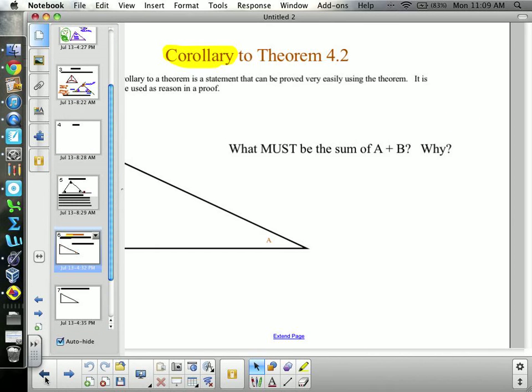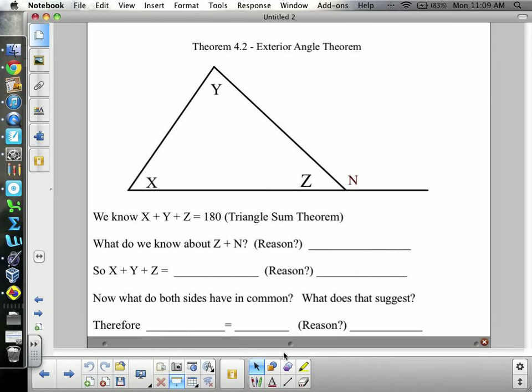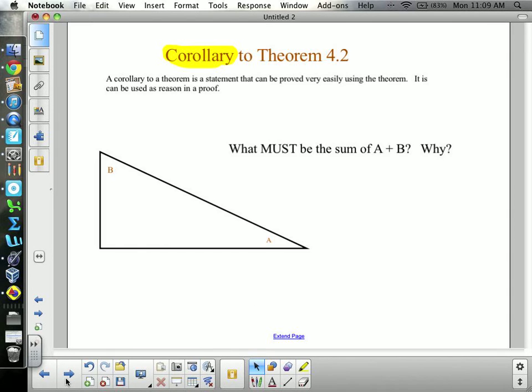All right. Exterior angle theorem, we already did this one. That the sum of the exterior is the sum of the remote interiors. We've already done that. This is a corollary to a theorem which is kind of interesting. I've got a right triangle here, and it's not indicated, but that's okay. What must be the sum of A and B? If that's a right triangle, then A and B together have to add up to what?